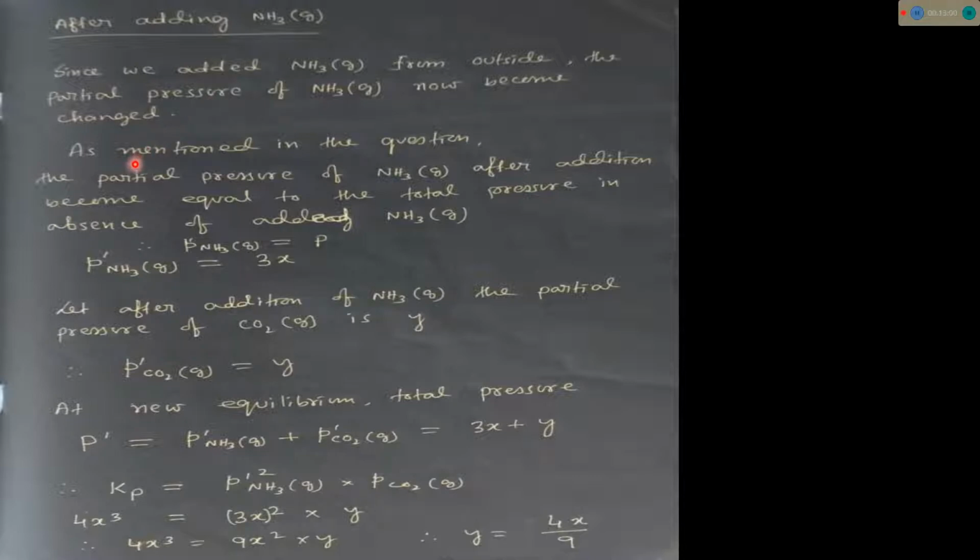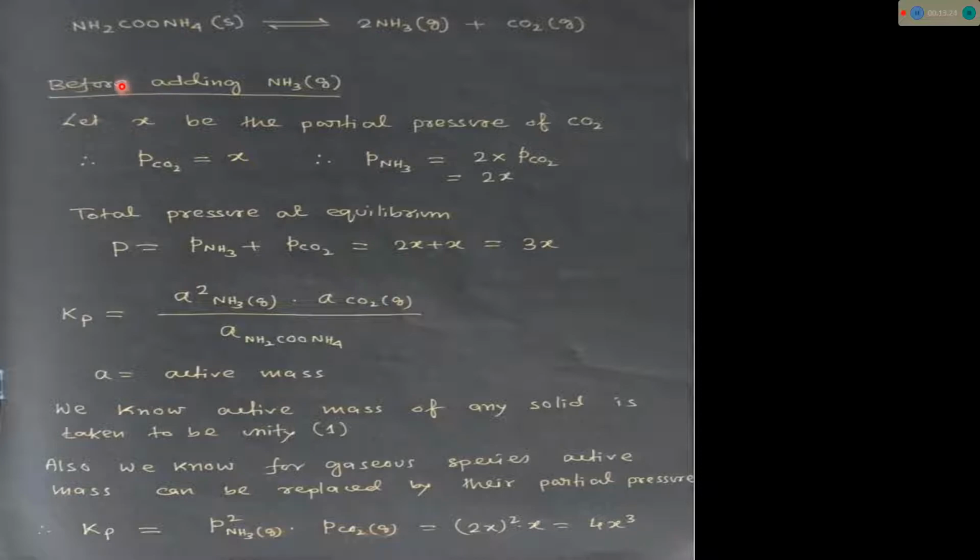And in the question they mentioned that after addition of NH3 gas from outside, the new partial pressure of ammonia gas becomes the total pressure of the gaseous species before adding ammonia. See, this whole calculation we did here is before adding ammonia gas. We calculated the total pressure at equilibrium is 3x, where we consider x as the partial pressure of CO2.